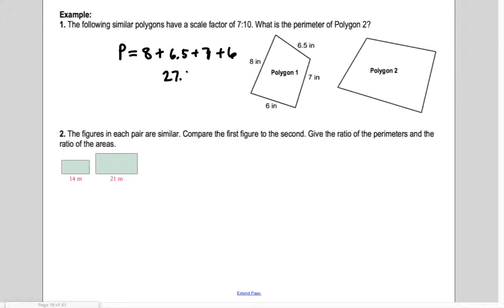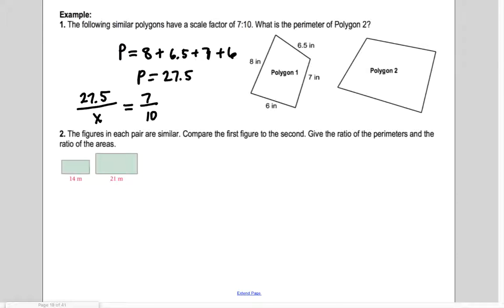So we have 27.5. Then if I want to go to the perimeter of polygon 2, I say, well, my polygon 1 was 27.5. My polygon 2, I don't know. But I do know that they're in the ratio of 7 to 10. Do I keep it as 7 over 10, or do I square it and make it 49 over 100?